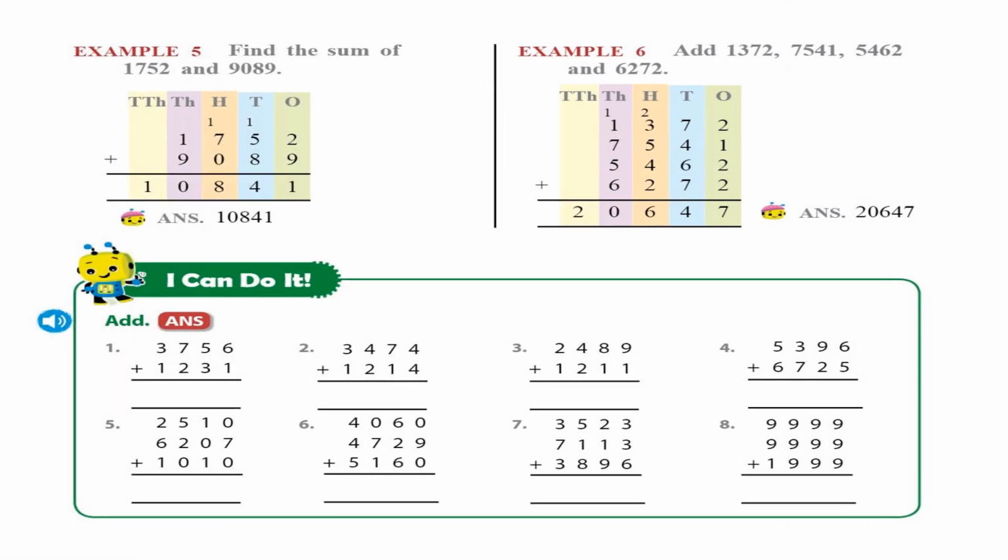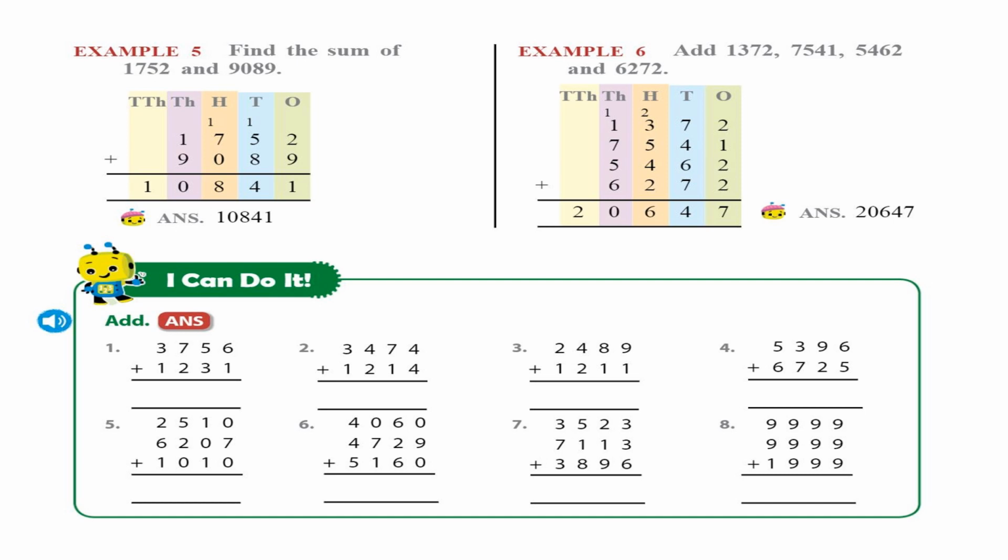Find the sum of 1,752 and 9,089. First we have to write the place values on the top, that is ones, tens, hundreds, thousands and 10,000s. Then below that, write the numbers in order, that is 1,752 and 9,089.